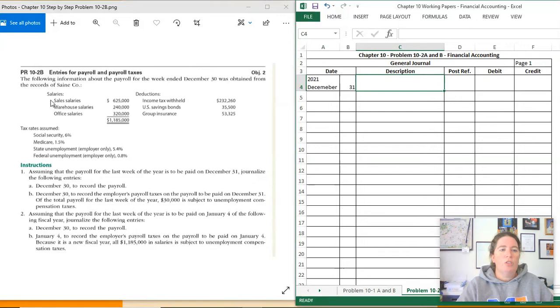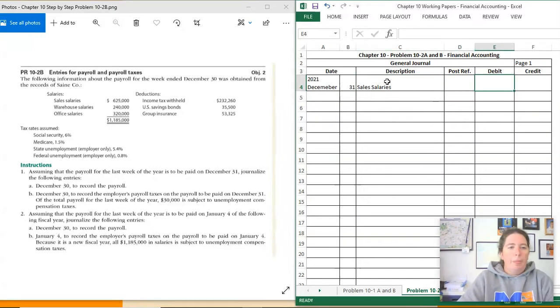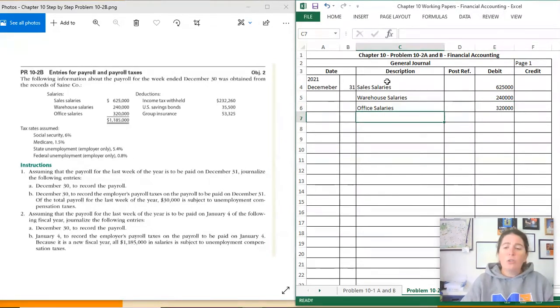The first thing we're going to record is our salaries because that's going to be our debit. So again, I'm looking at this salary section right here, and I'm putting this into my journal as my debit. I have sales salaries for a debit of $625,000, warehouse salaries for a debit of $240,000, and office salaries, that was my inability to type today, for a debit of $320,000. So those are our debits.